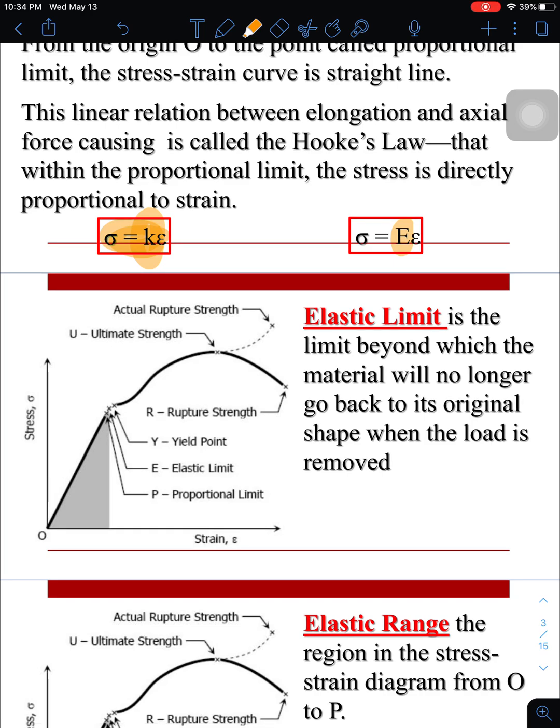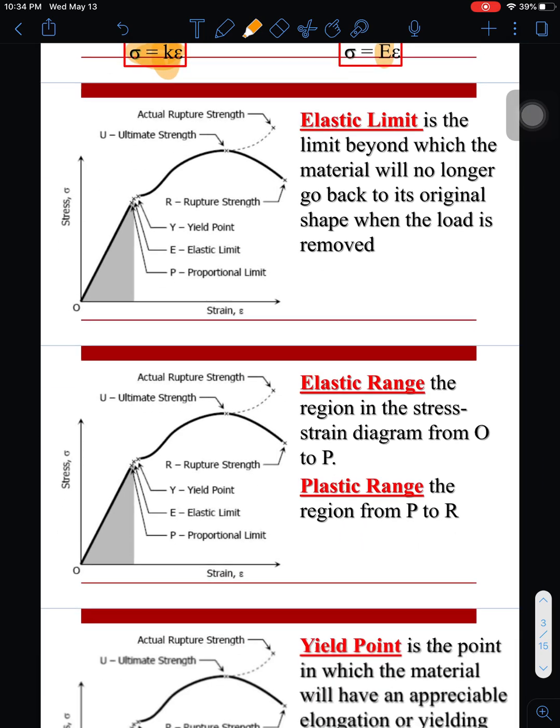So this is the limit at which the material is exposed to a certain force such that it can no longer go back to its original position or original shape. Just like rubber bands. Whenever you expose rubber bands to tensile force for such long hours, the rubber band won't go back to its original shape after releasing the force. And then the elastic range is the range from 0 to P. So there is our proportional limit. And then the plastic range is from P to R.